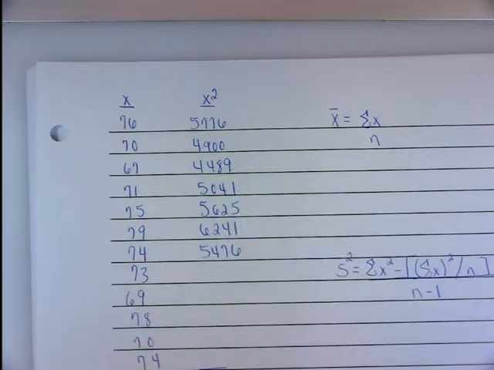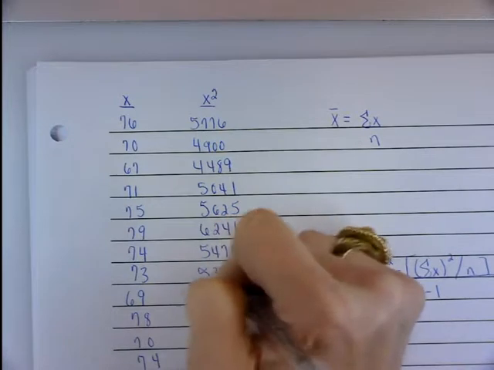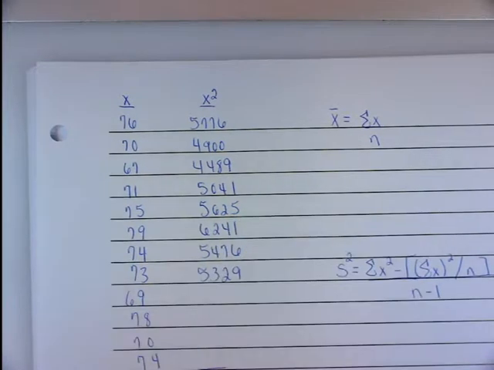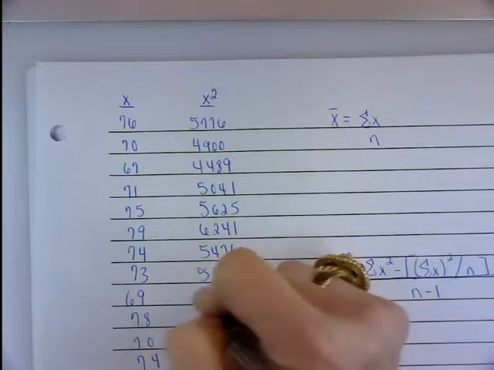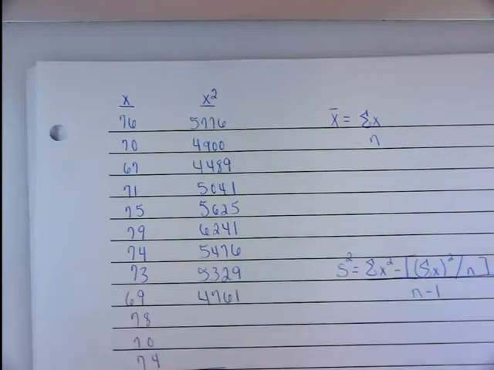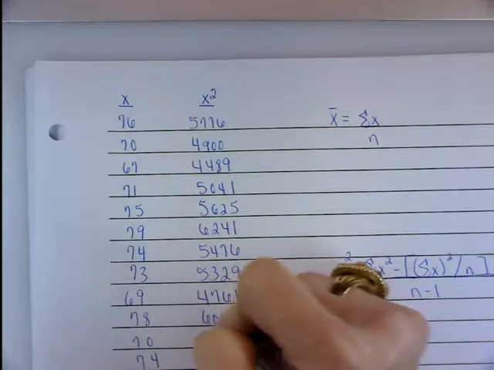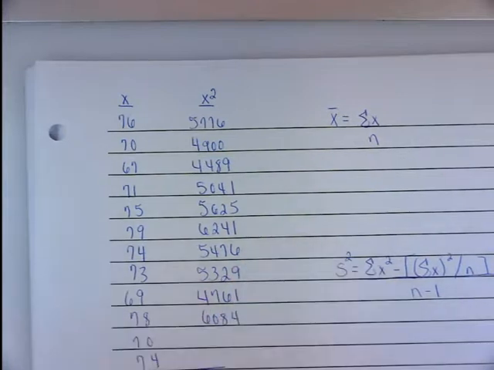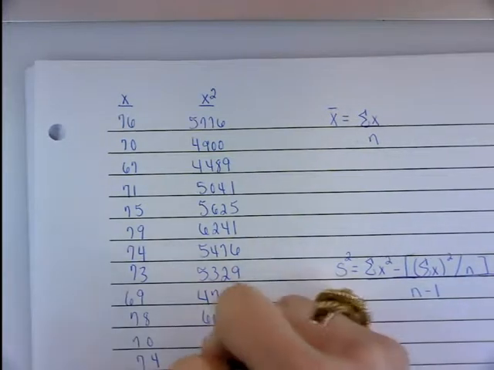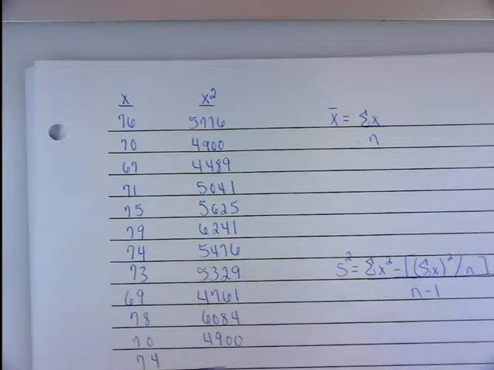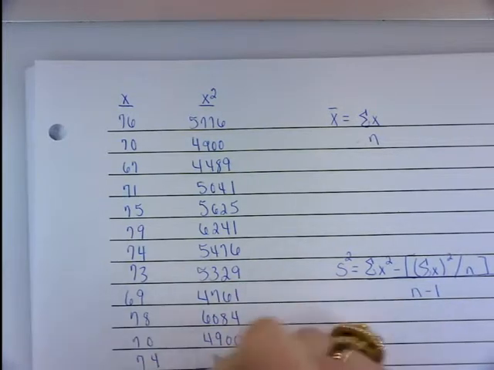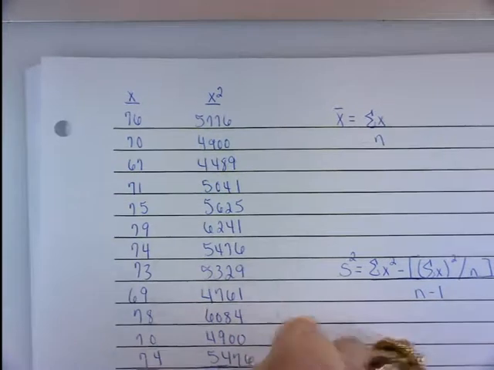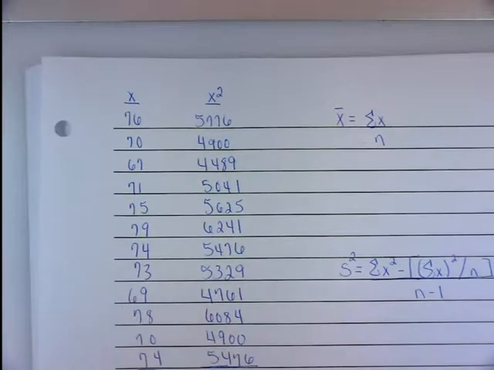74 squared, 5476. 73 squared, 5329. 69 squared, 4761. 78 squared, 6084. 70 squared, 4900. 74 squared, 5476. We need to add up the values in the x column and in the x squared column.